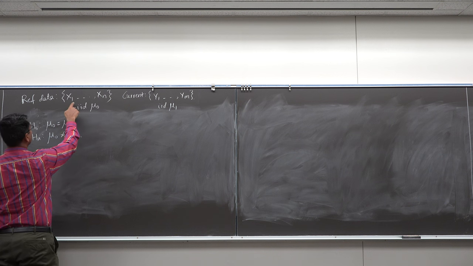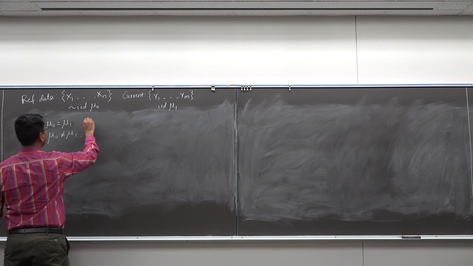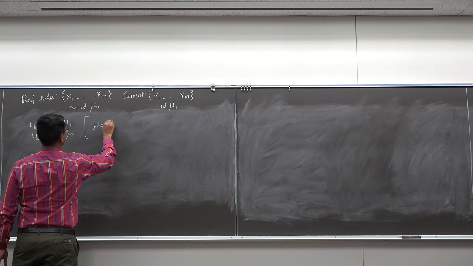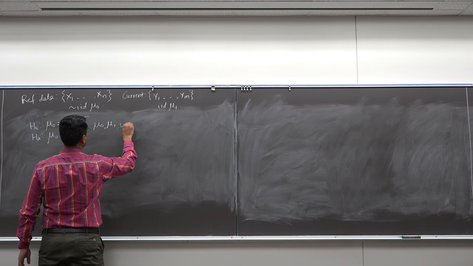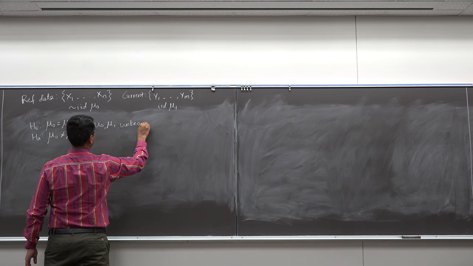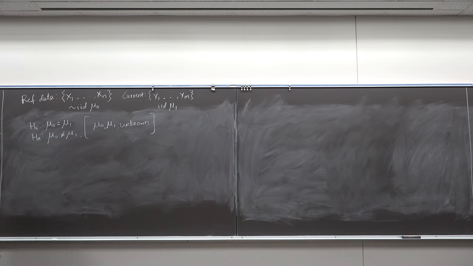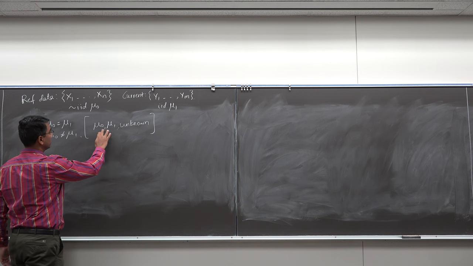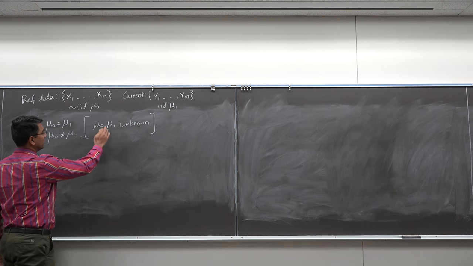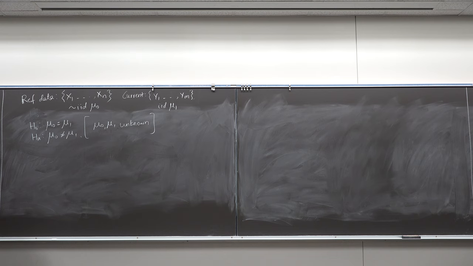So basically, whatever the distribution of the reference data, in this case mu naught and mu 1 are unknown. I don't know what mu naught and mu 1 look like. I don't even have the parametric form of mu naught or mu 1. I don't even know if it is Gaussian or exponential or whatever. I really have no idea about the distribution. All I have is the reference data and the current data. Reference data is data from yesterday. Current data is data from today.